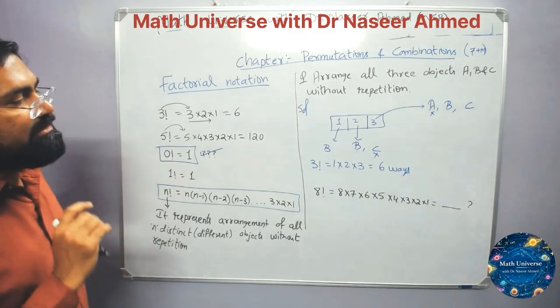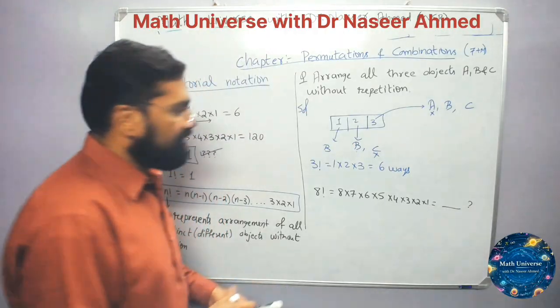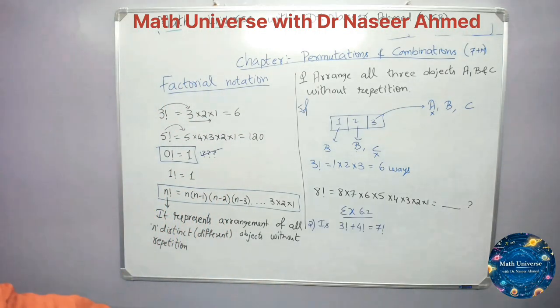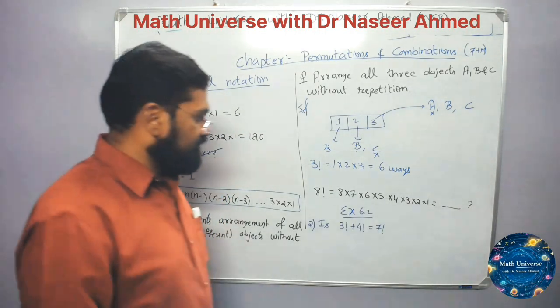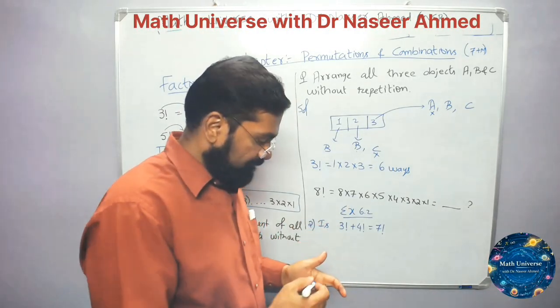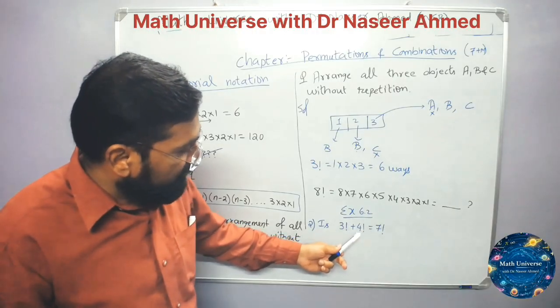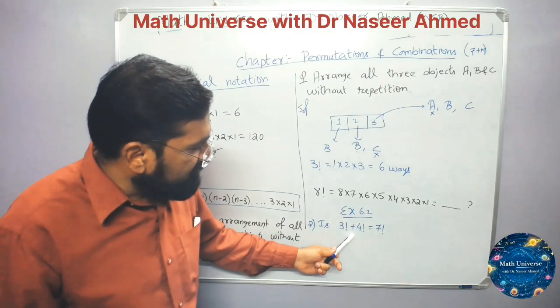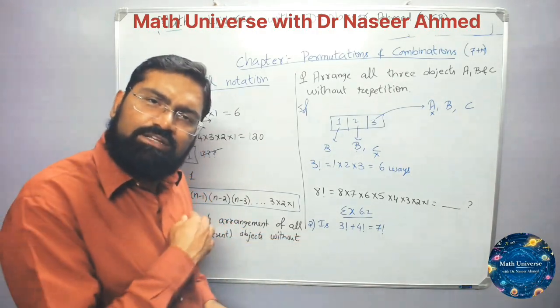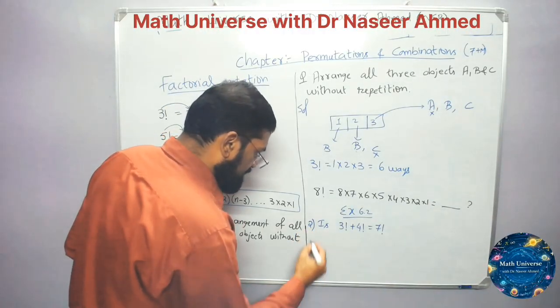Now having understood this, I want to take one question from NCERT. Dear student, I want you to understand this problem thoroughly. They're asking, is 3 factorial plus 4 factorial, I repeat, 3 factorial plus 4 factorial, equal to 7 factorial? We have to check. Solution.